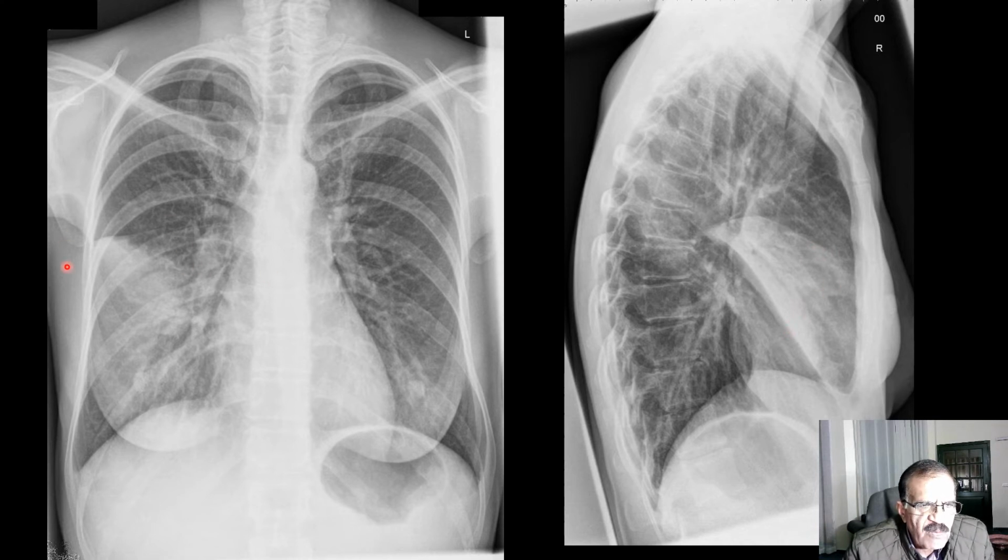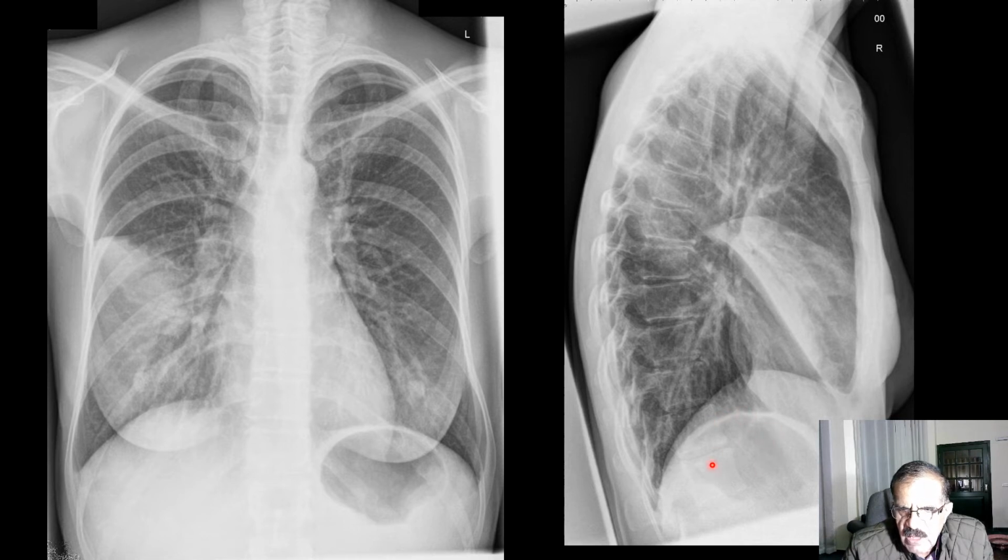So it wasn't very obvious here, but here it is very obvious. It is right middle lobe pneumonia. These are two diaphragms. The one on the right side will be higher and will be seen more clearly. So this one is the right hemidiaphragm and this one is the left hemidiaphragm.